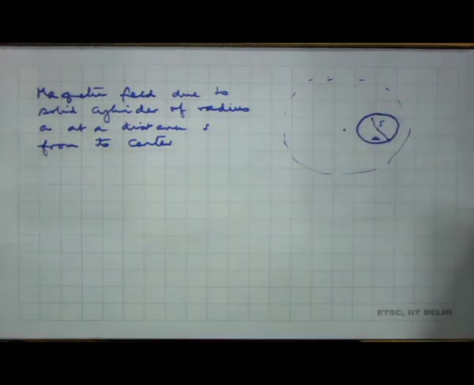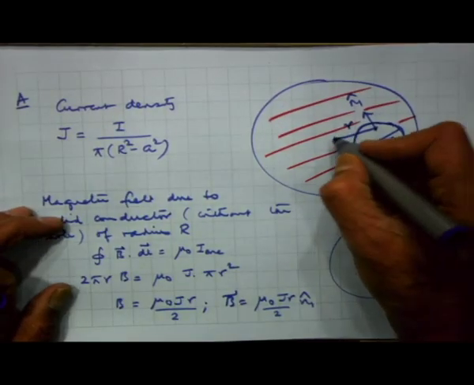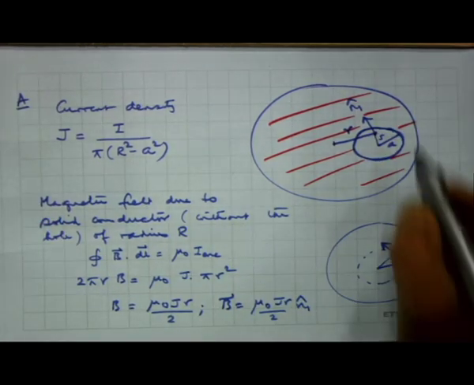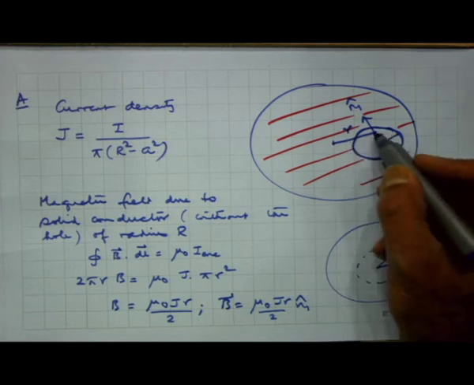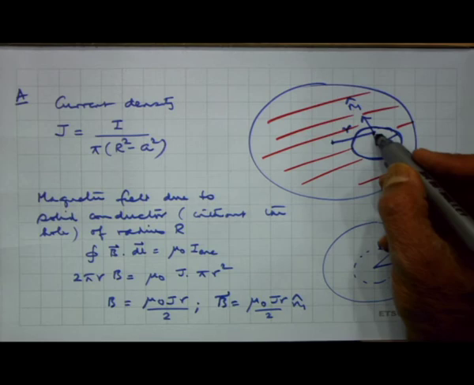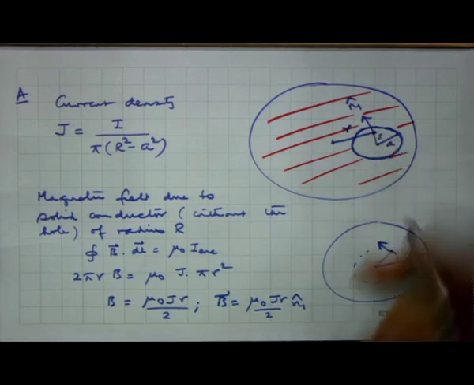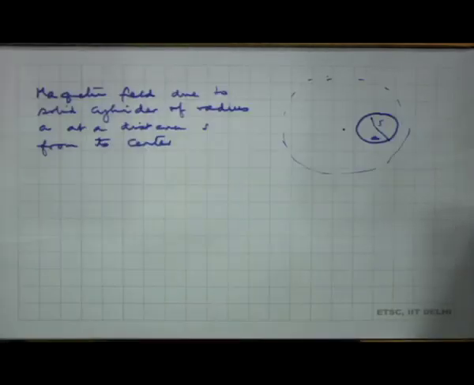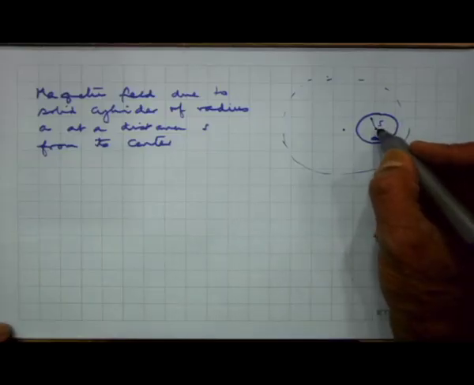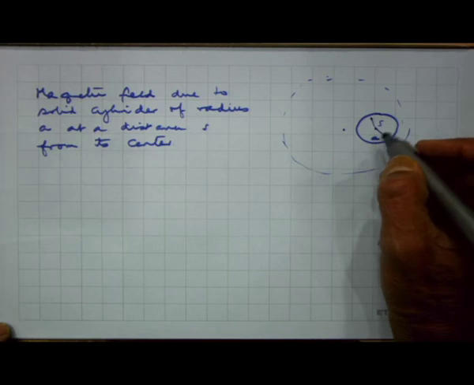So, if I go back to the original figure, I have called this distance r, and this distance is s. Please remember r is the distance of this point, where I am calculating the magnetic field, from the axis of the big conductor, s is the distance of that point from the axis of the hole, and I am now calculating the field produced at this point at a distance s from the axis of a conductor of radius a.